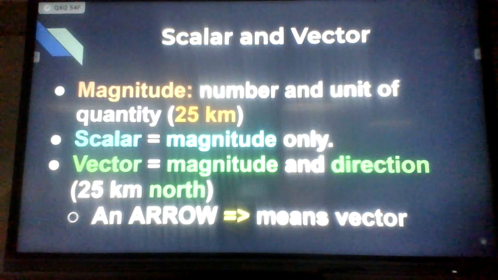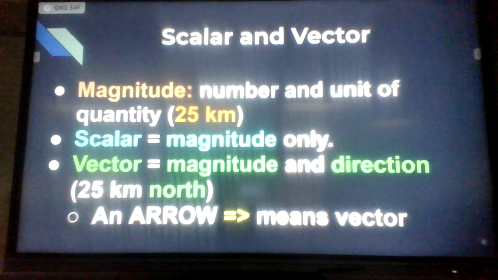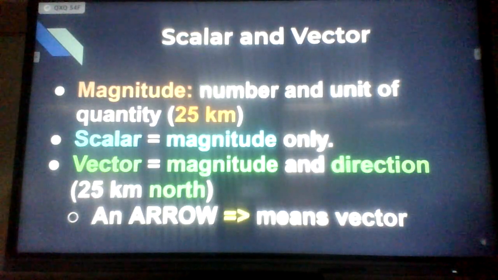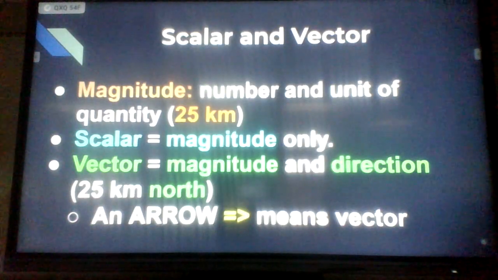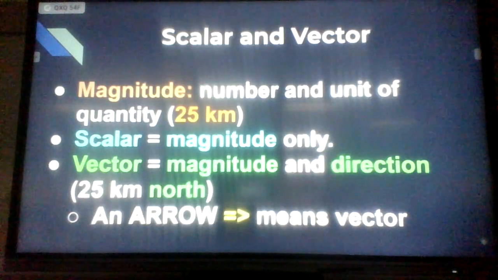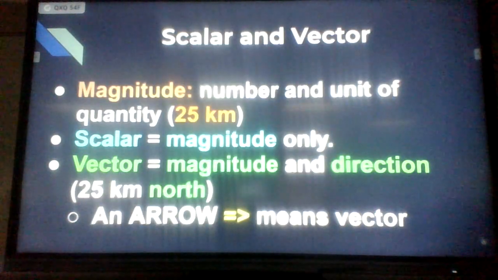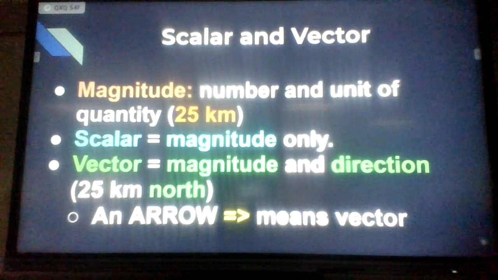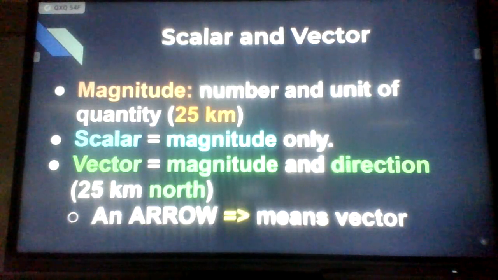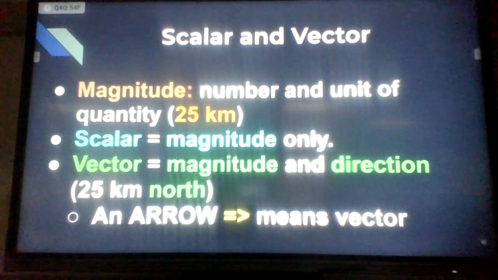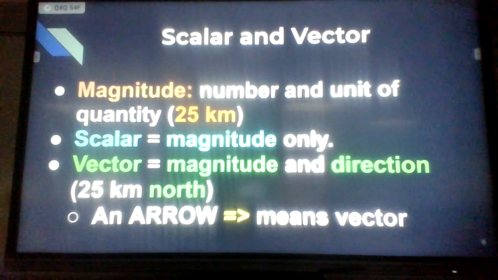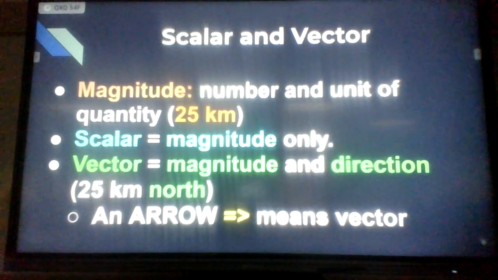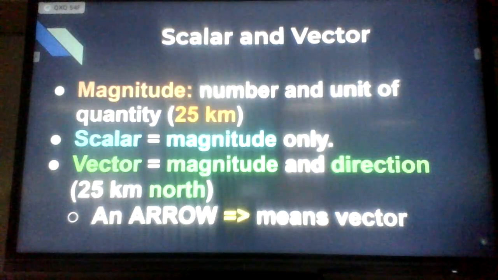When I do a measurement, such as 25 kilometers, that is a distance. All I have is the number 25 and the unit kilometers. I did not put a direction. So a number and unit, as you see in the definition there, is called a magnitude. Since there's no direction, we call this a scalar. So distance is a scalar. Speed is a scalar. 65 miles per hour does not include a direction. So speed is a scalar.